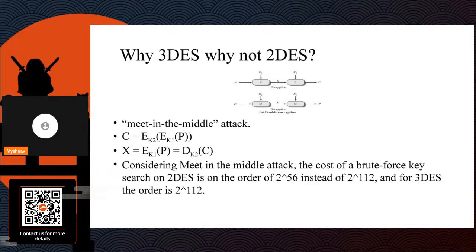So an attacker can take one plain text and the ciphertext produced with the key and go on brute forcing 2 power 56 times on this side, 2 power 56 times on that side, and check whether the X values are the same. If the X values are the same, then he has got the keys K1 and K2. So theoretically, the strength of double DES is 2 power 112, but practically it is 2 power 56. Coming to triple DES, the strength becomes 2 power 112.